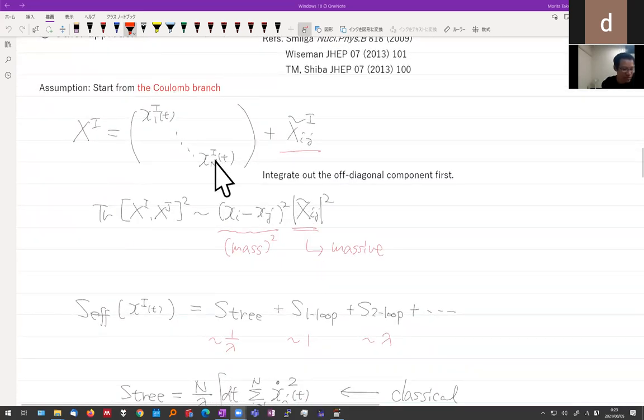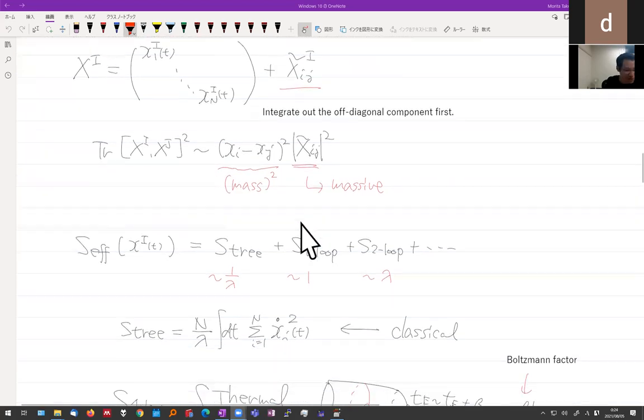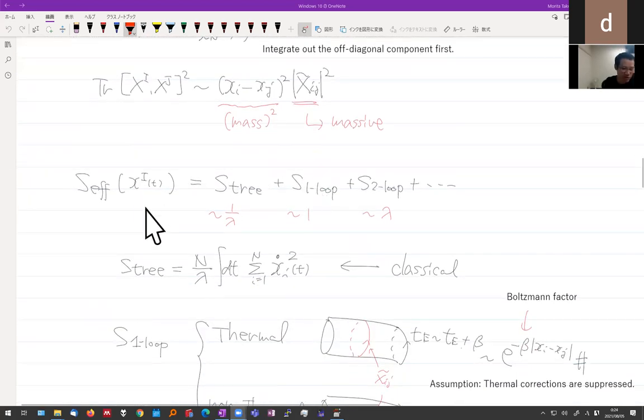We can substitute this kind of expansion to here, and then you see this term looks like a mass term, regarding the diagonal component as the mass. This relation tells us that if the VEV of the diagonal component is large, then the mass of this X field is large, and we can integrate out this part first. Then we can do the following expansion.